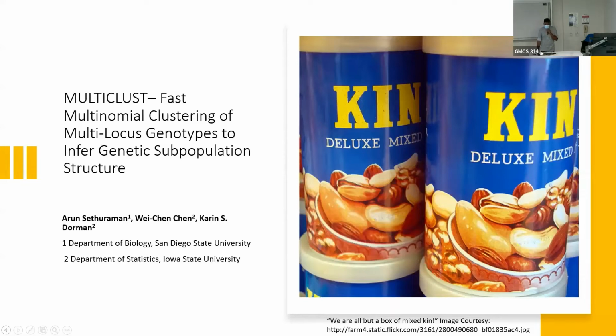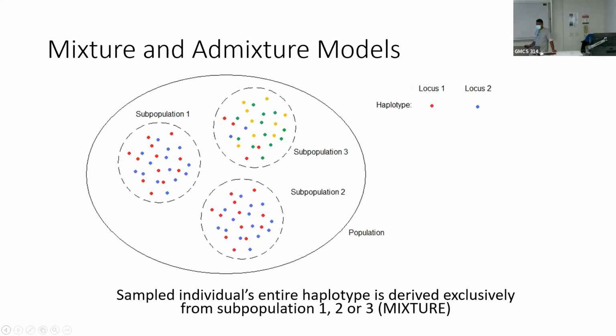So this tool that I'm going to tell you about is a software that I developed called Multiplus, or more so a statistical method really, which infers population structure given large-scale genetic data. So here's a sort of cartoon idea of how this model essentially works.